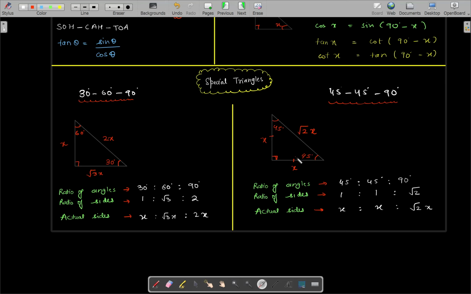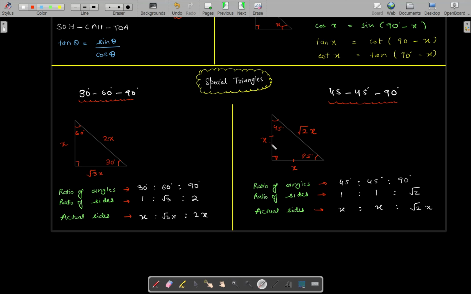This is also an isosceles triangle. In this triangle, one angle is 90 degrees. The other two angles are 45, 45. So in this case, the ratio of the sides is 1 is to 1 is to root 2. Okay, and this is very easy to remember. Obviously, root 2 is the biggest number. The value of root 2 is 1.414 something, which is obviously greater than 1. So root 2 will be the ratio for the hypotenuse, and the other two sides will be 1.